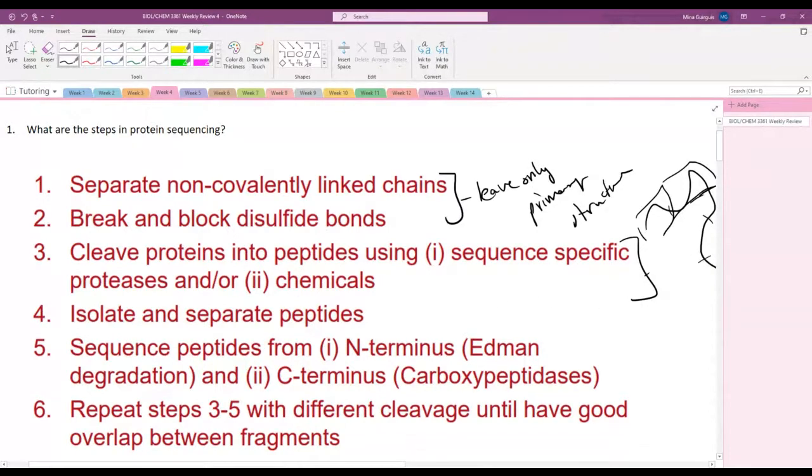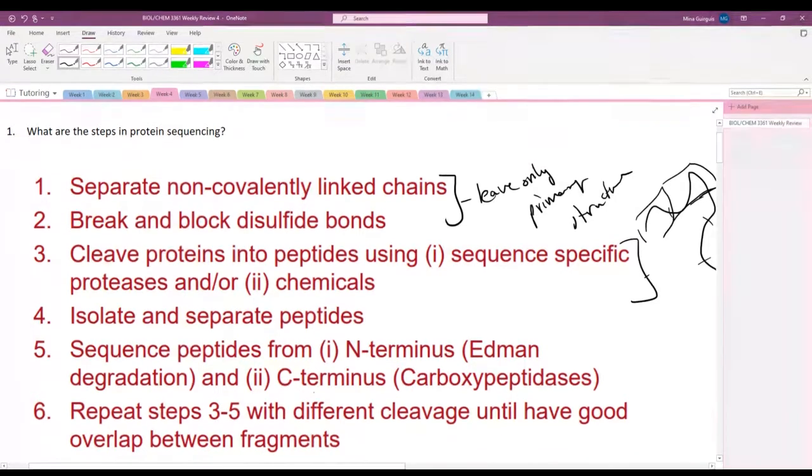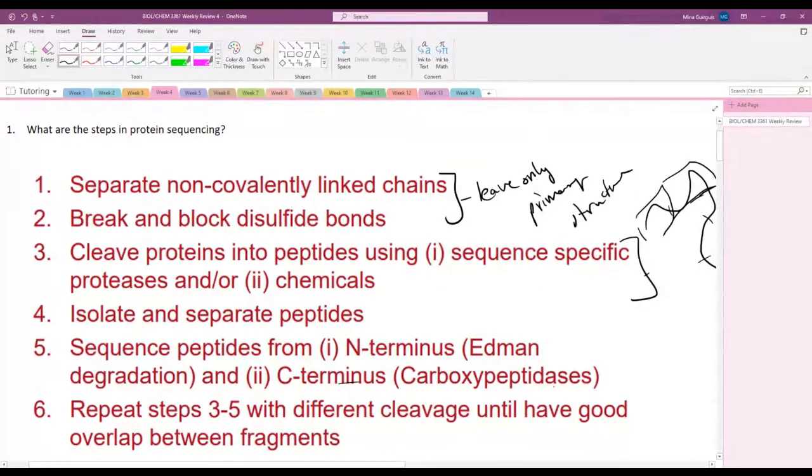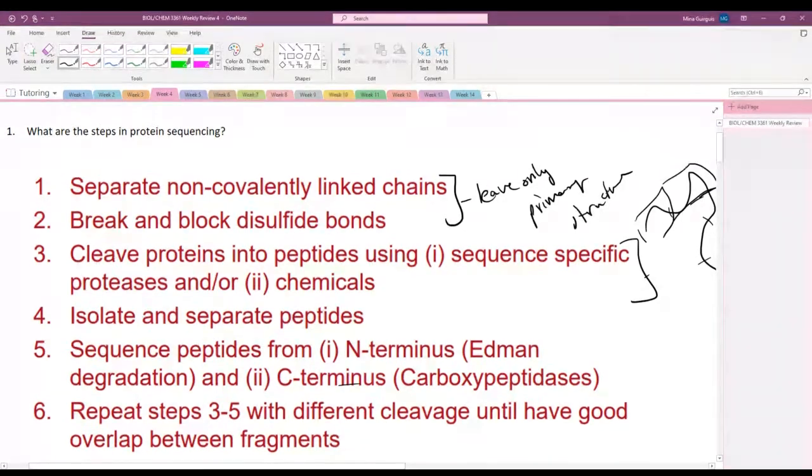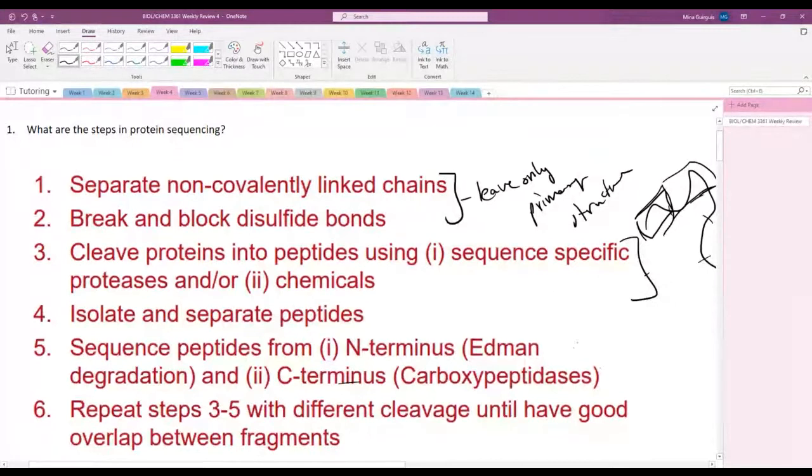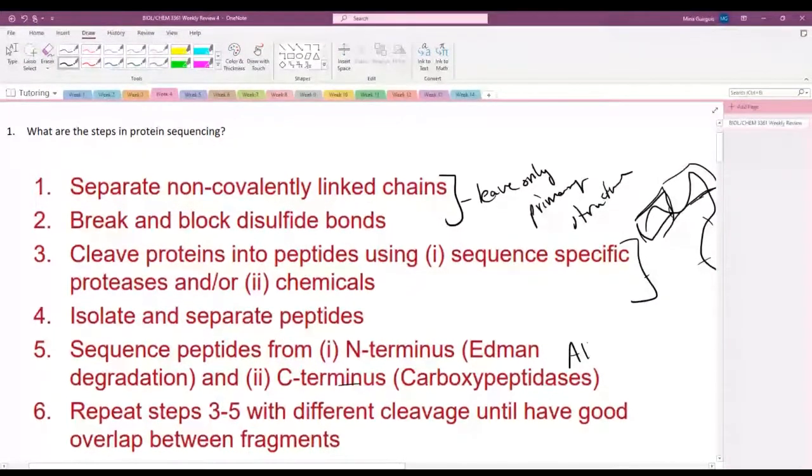Step five is sequence them from the N-terminus, which is called an Edman degradation, or the C-terminus, which is using carboxypeptidases. Okay. So what we've done here is we've said, okay, this chain right here that we cut out, this chain's amino acid sequence is A, K, Y, dot, dot, dot, dot, dot.